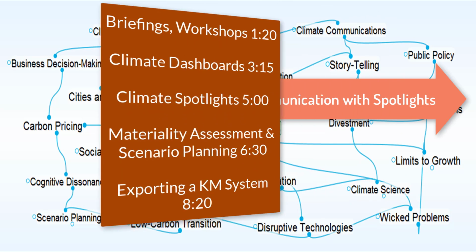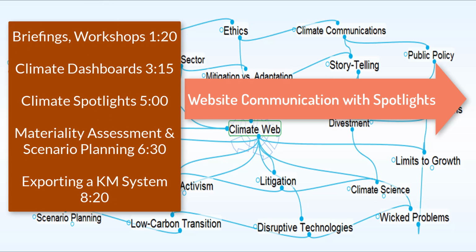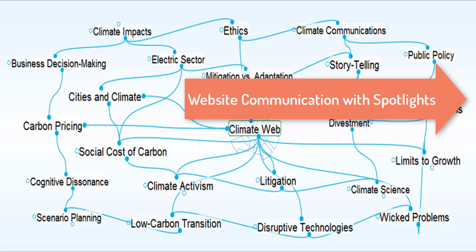Now, here is something we can do with the climate web that has huge potential in terms of being branded by individual companies and just flexibility. And what we call it is climate spotlights. And what that means is that the climate web can be embedded onto a web page and point only at that specific collection of information or topic that we want to point it at.